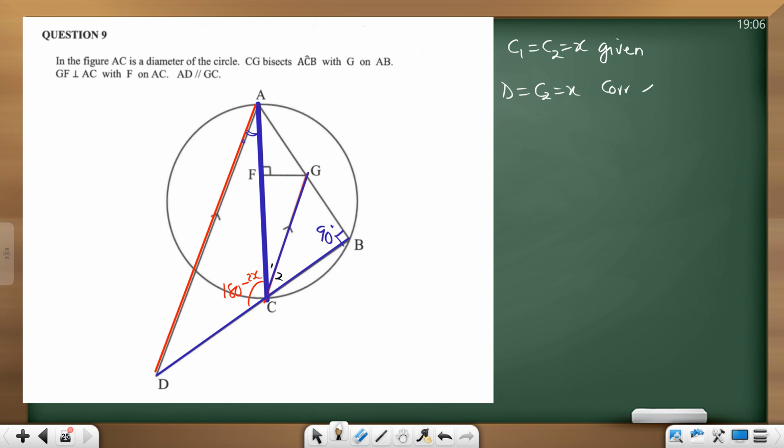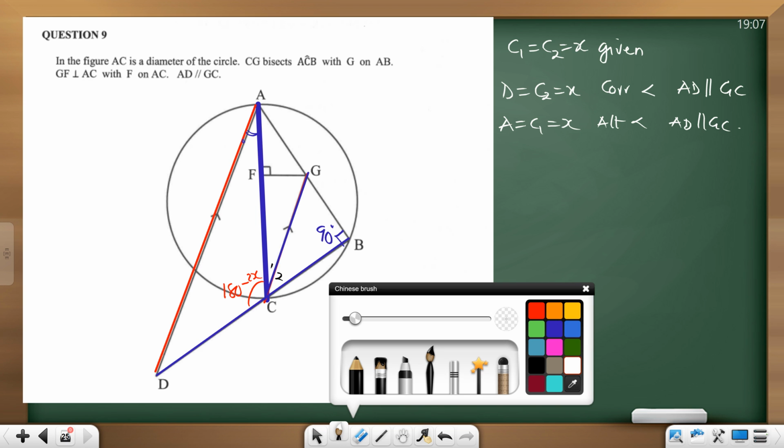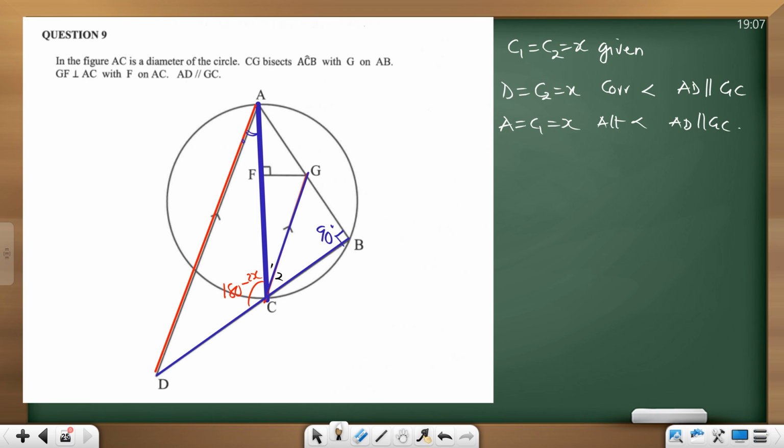Why? Corresponding angles. Which lines are parallel? AD parallel to GC. Make sense? What else? Angle A equals C1, which is equal to what? X. Alternate angles. AD parallel to what? GC. GC, we're already done. We've proven that those angles are equal. No, Tesmia, it's never an assumption. We're not assuming proportionality here.